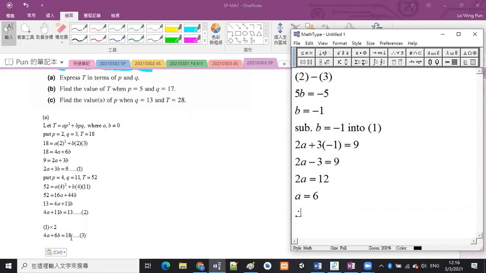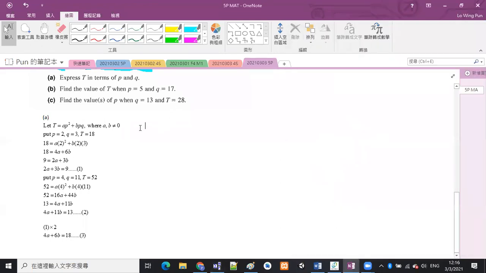And then we just write down the complete information of the equation. Therefore, T is equal to A, that is 6P squared, plus B, that is minus 1. We do not need to write 1 times PQ. Okay, so that is the answer of part A.